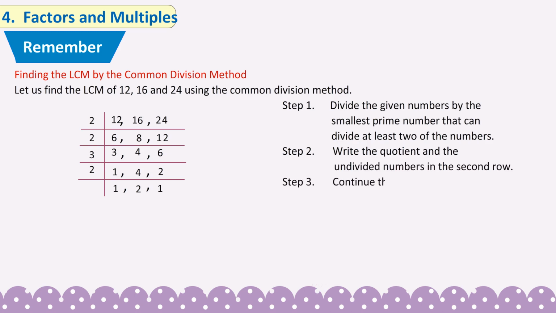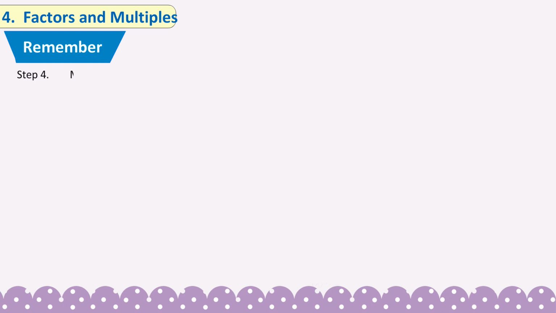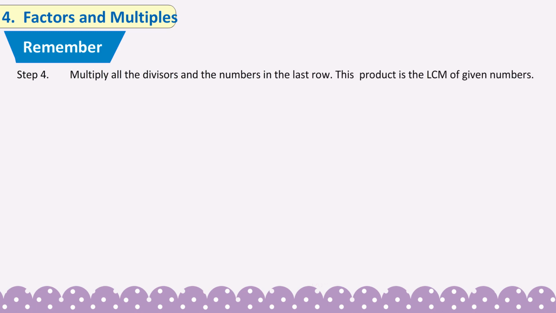Step 3. Continue the process of dividing by a prime factor which is common to both or more numbers till we reach a stage where no more prime factor is common to two numbers in a row. Step 4. Multiply all the divisors and the numbers in the last row. This product is the LCM of given numbers. Thus, LCM is 2 multiplied by 2 multiplied by 3 multiplied by 2 multiplied by 2, which is equal to 48. Example 7. Find LCM of the following numbers.